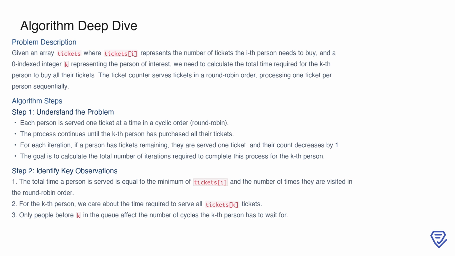has no tickets left. To solve this, we first need to understand that only the tickets of people in the queue before the kth person affect how long it takes for the kth person to finish. For each person, the number of tickets they contribute to the total time is limited by the number of times they are visited in this round-robin sequence. These observations form the foundation of our approach to solving the problem efficiently.